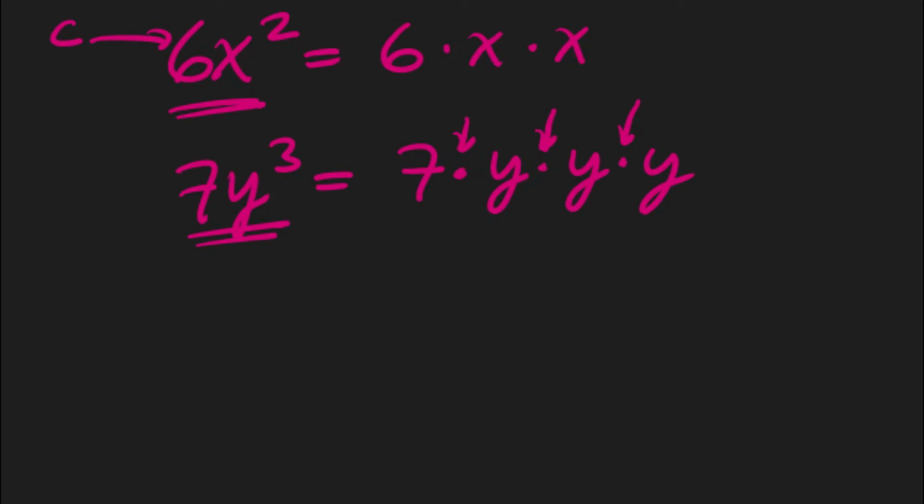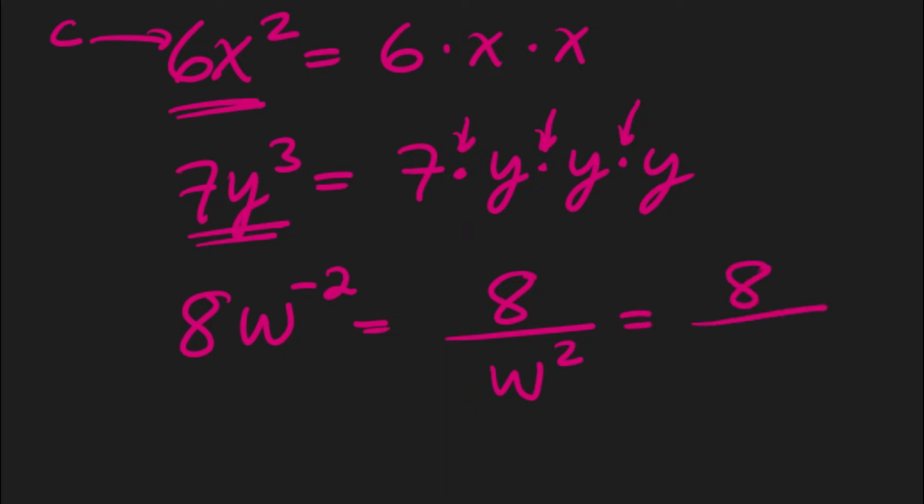How about when the power is negative, something like this: 8w to the power negative 2. This is also another example of an algebraic term. 8w to the power negative 2 means 8 over w squared, which also means 8 over w multiplied by w, w multiplied by itself twice. Therefore 8w to the power negative 2 is also another example of an algebraic term.